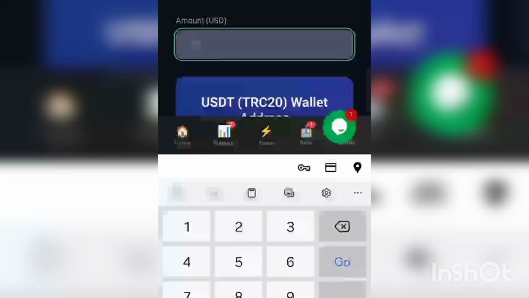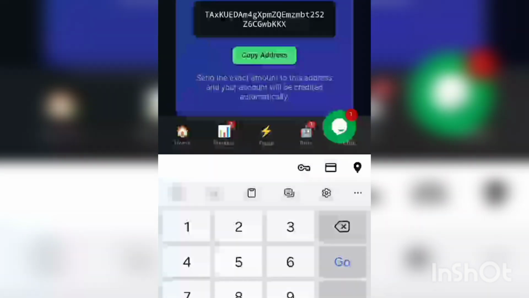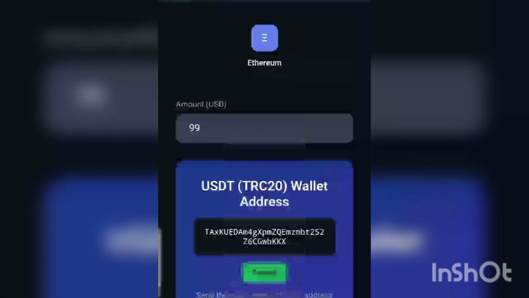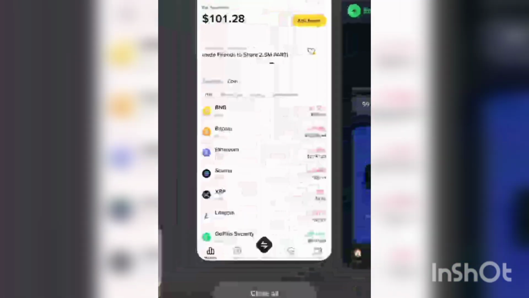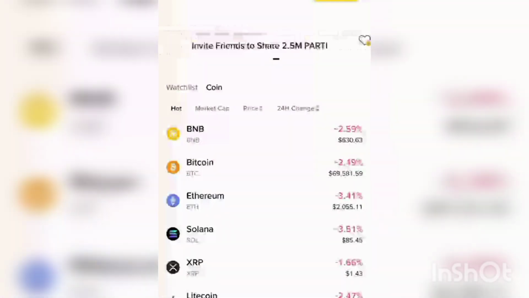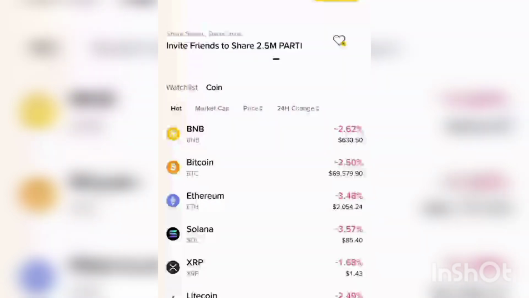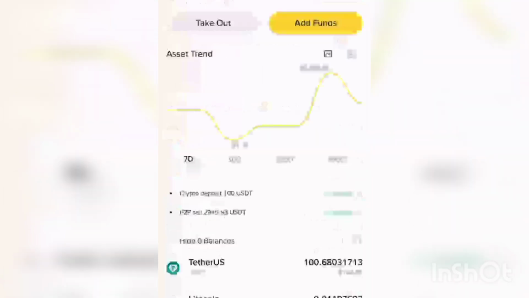Okay, so what I'm going to be doing right now, since I've selected USDT, is inputting 99 USDT, since I have 101 USDT, and as you can see, I've copied my USDT TRC20 address. So let's head back to my Binance. You can use Bybit, KuCoin, Gate.io, MEXC, any exchange that you like, to fund.